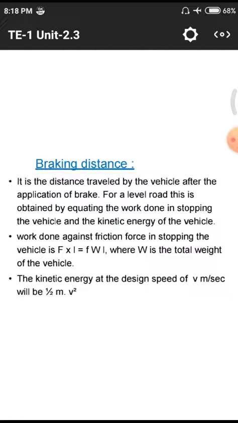Next one is the work done against the friction force in stopping the vehicle. That means whenever we are applying a friction force, that means a brake at a particular point, there will be some friction between the tire and the road. Where W is the total weight of the vehicle. That means the total weight of the vehicle will be concentrated on our tire at a particular point, so that we are having F into L equal to F into W into L. That means the weight of the vehicle also has some sort of effect on the particular span of the road.